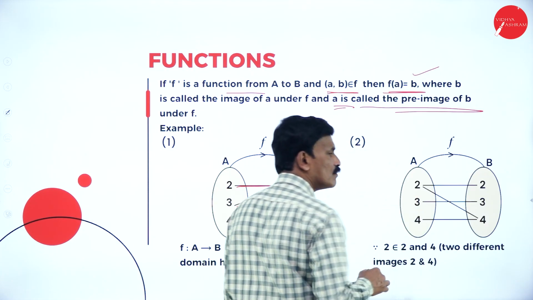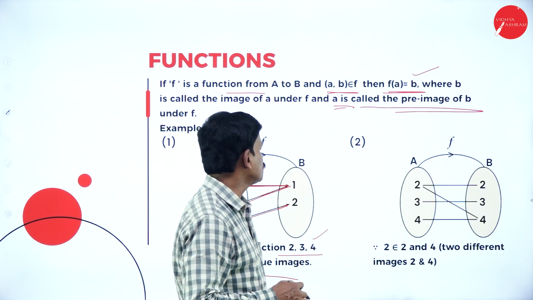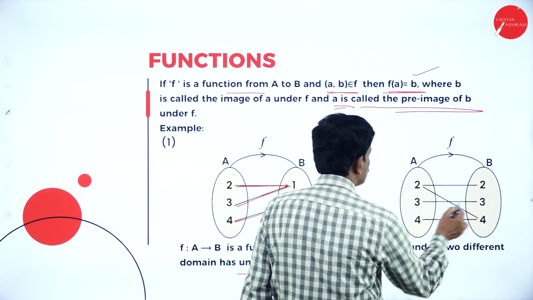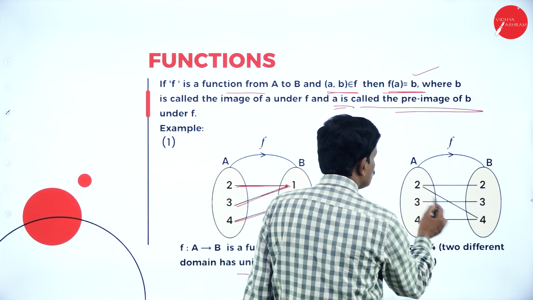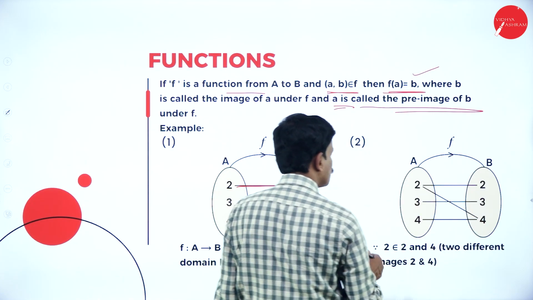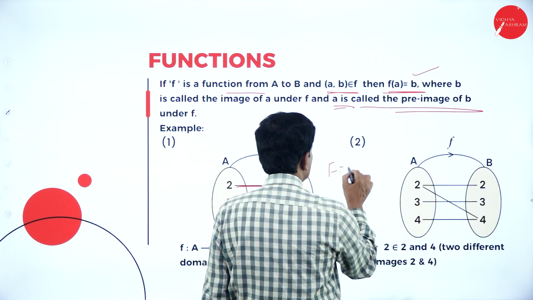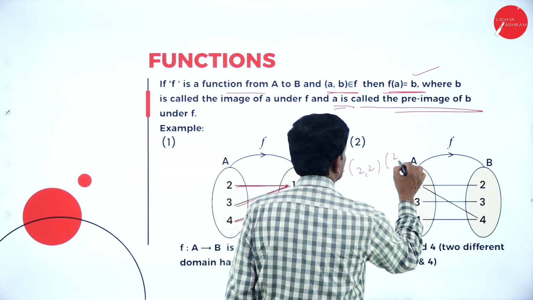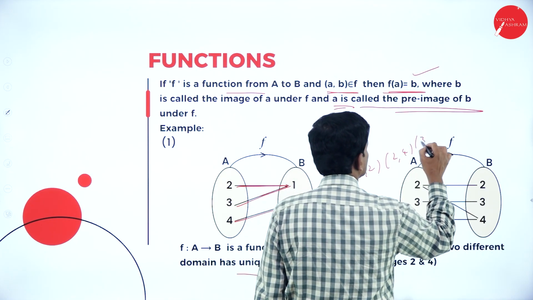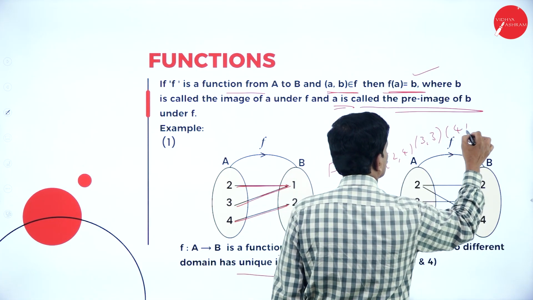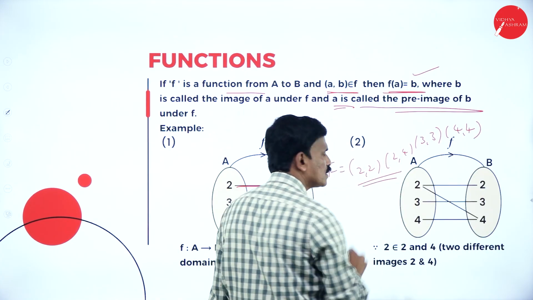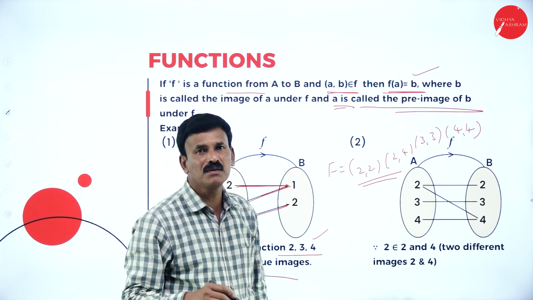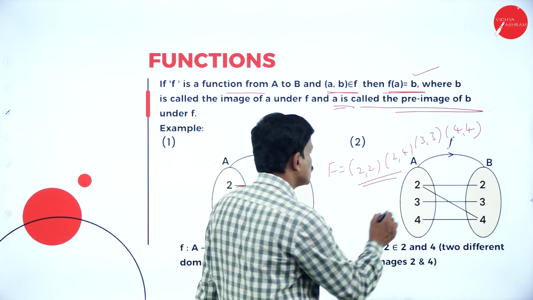Now let us take this example. If A is equal to {2, 3, 4}, B is equal to {2, 3, 4}, let us map 2 to 2, 2 to 4, 3 to 3 and 4 to 4. Here the ordered pairs are (2, 2), (2, 4), (3, 3) and (4, 4). Now what do we see? The ordered pairs (2, 2) and (2, 4) have the same first element 2. Therefore, this is not a function.